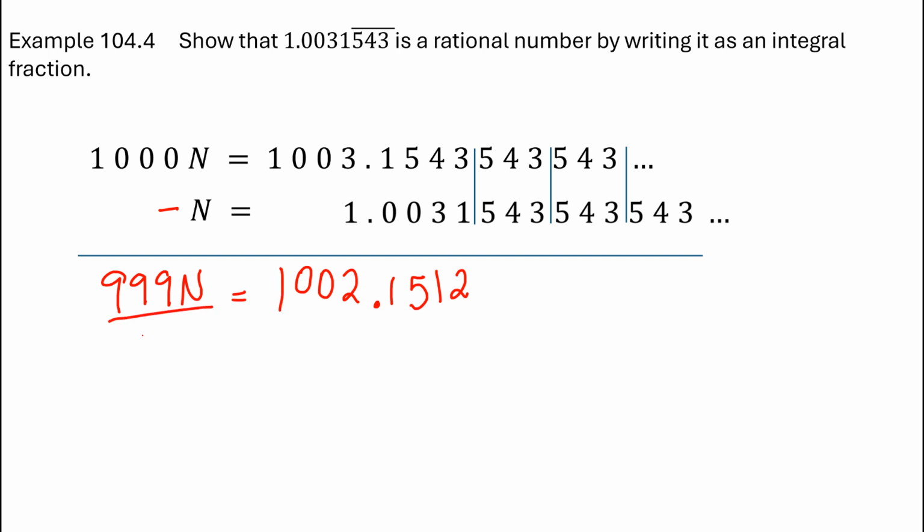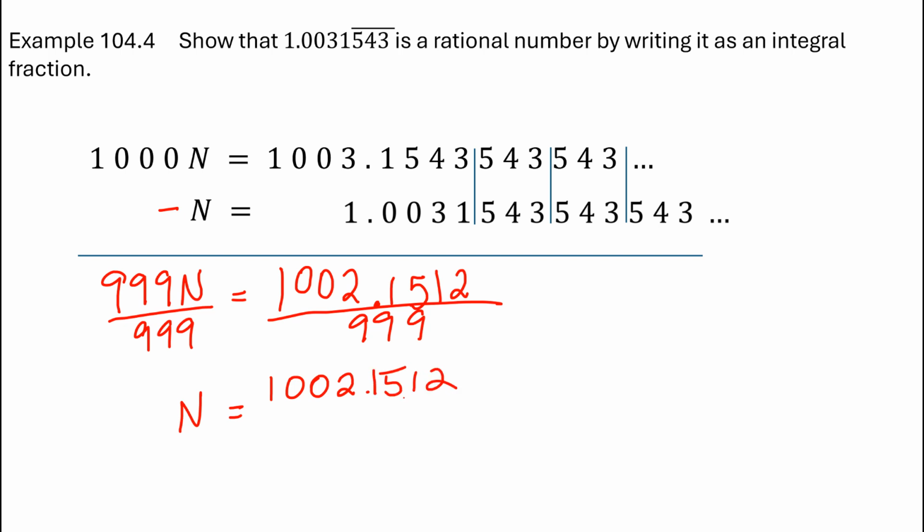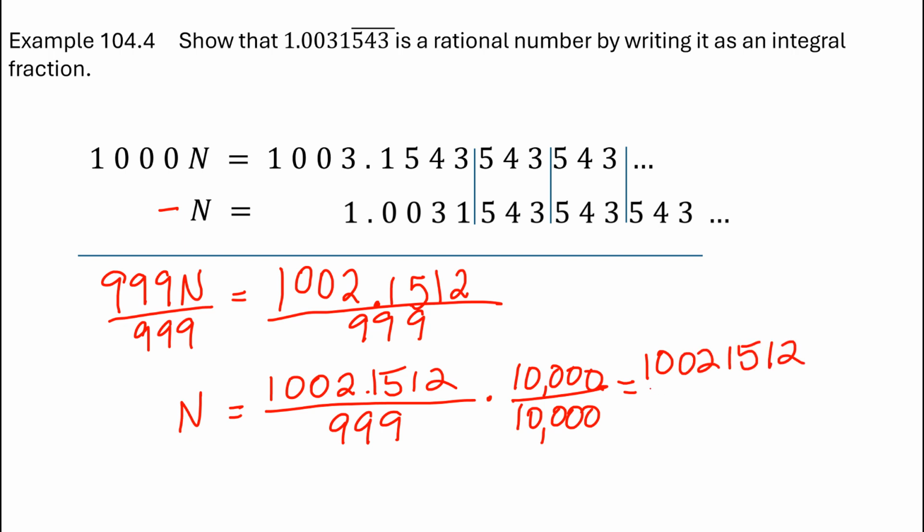Now we divide both sides by 999, and we get that n is equal to 1002.1512 over 999. We're almost done. We have almost written this as an integral fraction, but this time we're going to have to multiply the top and the bottom by 10,000 so that we can get that decimal point on top moved all the way to the right. So it is an integer now. And on the bottom, we're going to have 9,990,000.